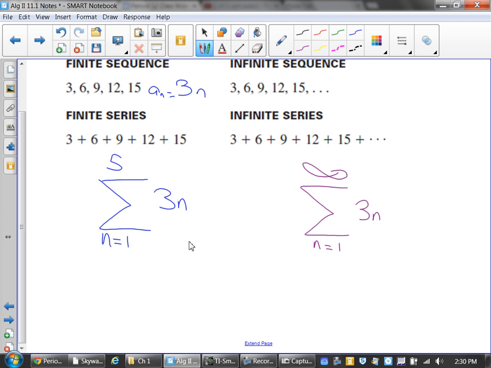What is that purple one? The purple one is for the infinite series. How you write it out. The only thing that changes is that the top number is infinity. That's it. That's the only thing that changes.